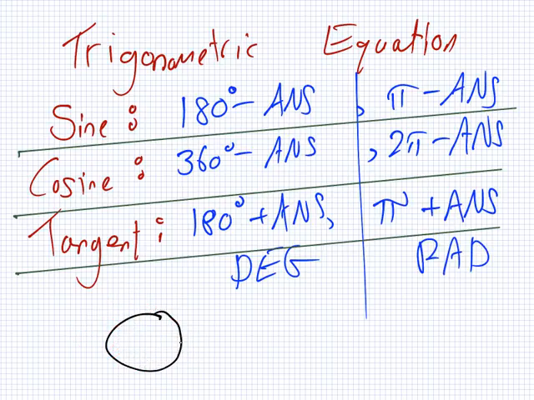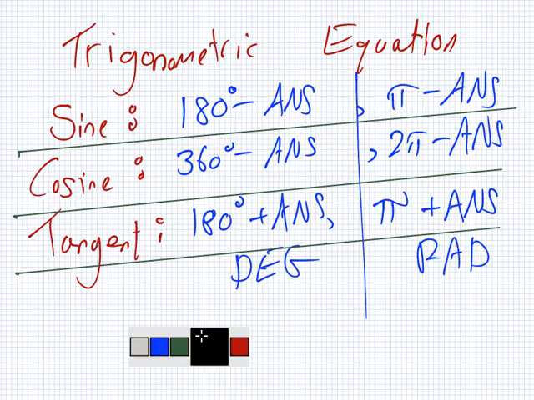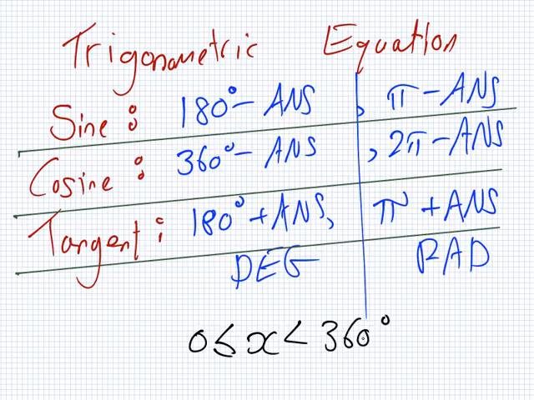So I prefer to think of these problems like this in my head. We have a table that tells us how to get the second values if we know the first values. So let me give you a simple one to try, and then we'll do more complicated ones. By the way, in all these examples, x is between 0 and 360 degrees.